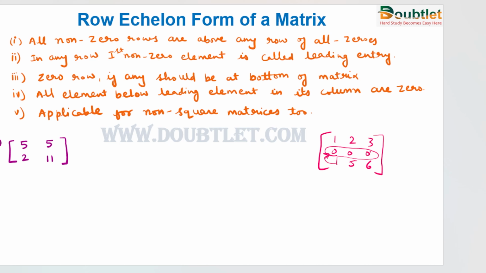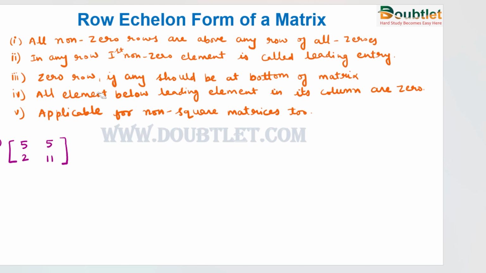What is the difference between a 0 row and a non-zero row? If any row contains all the elements as 0, then we call that row a 0 row. And if any single element is non-zero, then that row is non-zero. So the first operation we apply here is to interchange the third row with the second row. We can write this as 1, 2, 3, 1, 5, 6, 0, 0, 0. So in any matrix in row echelon form, a 0 row should be at the end, meaning the 0 row should be the last row. This is the first condition that we have to keep in mind.